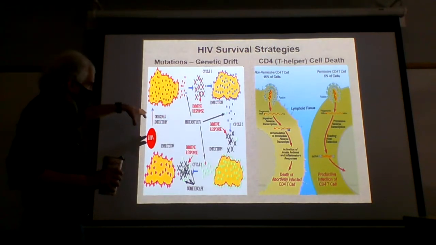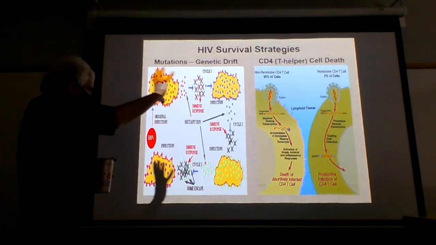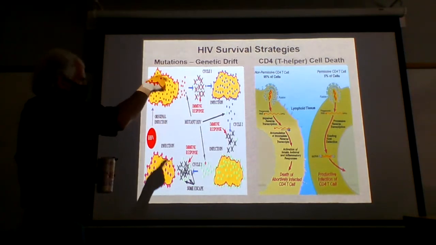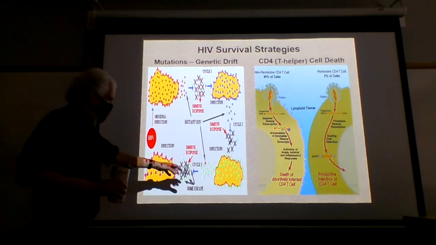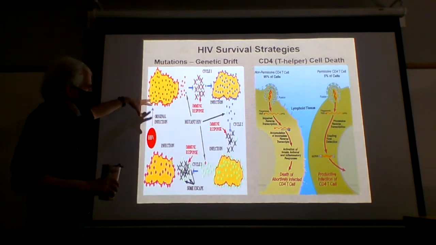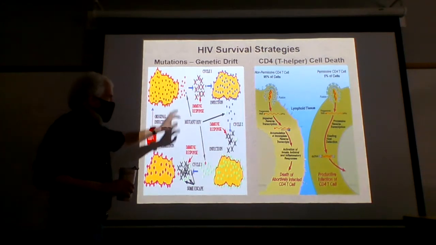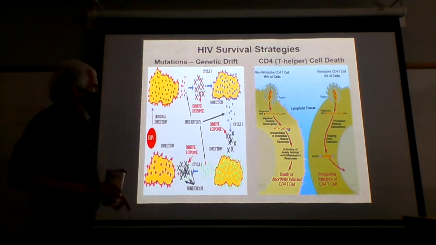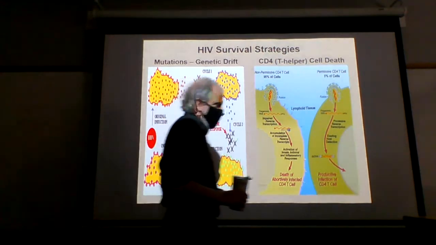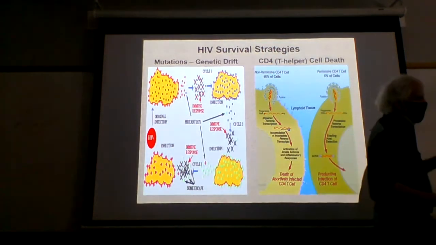protein and avoid immune response by essentially carrying out mutation that results in a few viruses escaping and then continuing the infection. So you have the original infection, the immune response may be able to take out some of it, but not all of it. And as you have these mutations picking up, you end up with the virus continuing to propagate.